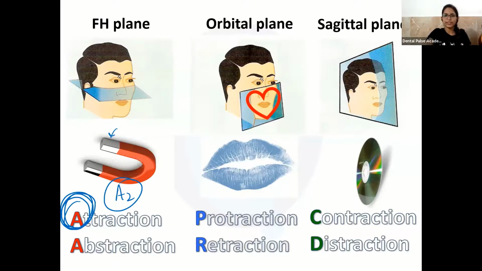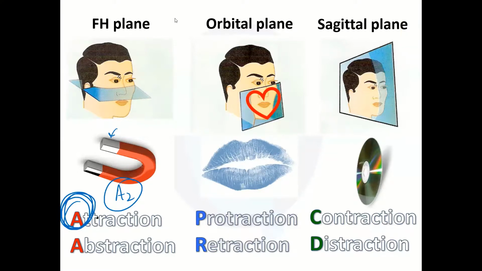Next is CD. This is contraction and distraction. You just imagine a CD cutting from the mid. Like the Final Destination, just think of it and try to remember. So CD is contraction and distraction.